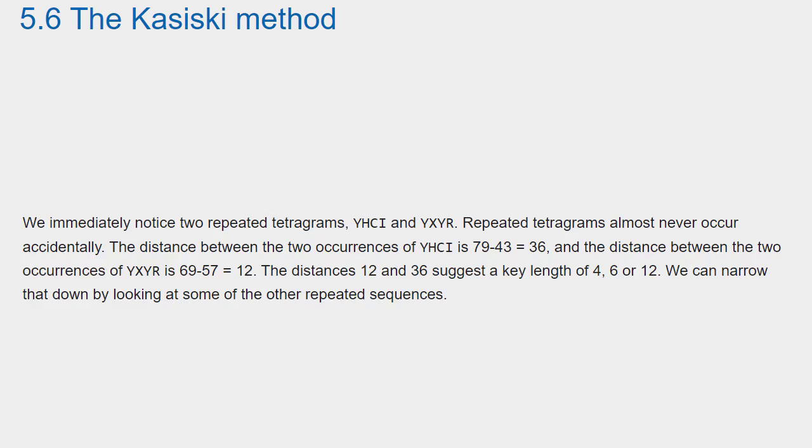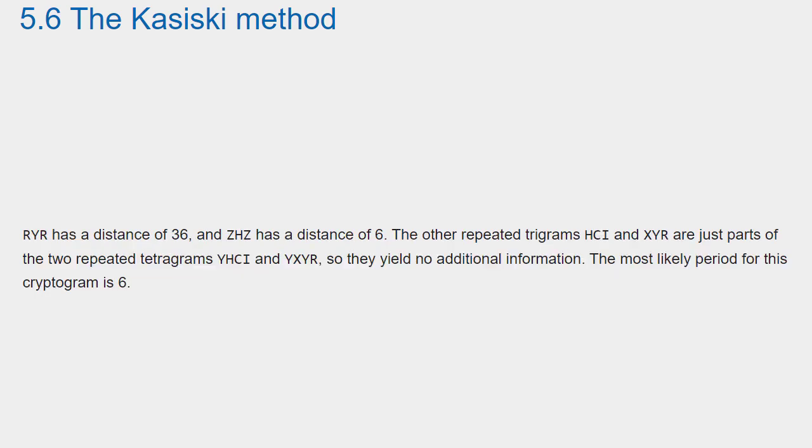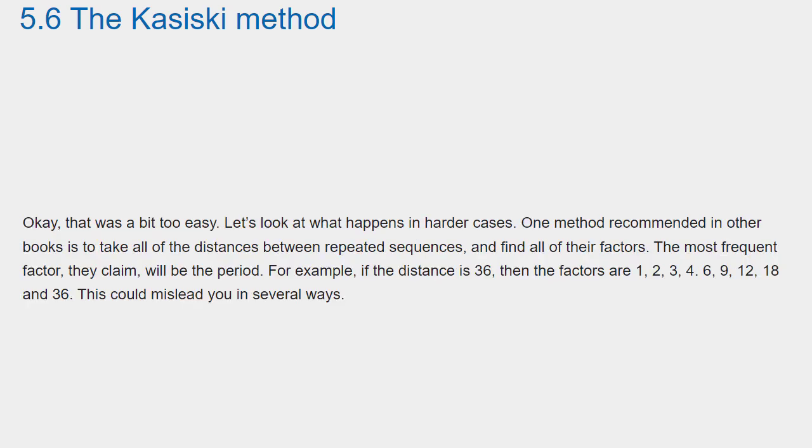The distances 12 and 36 suggest a key length of 4, 6 or 12. We can narrow that down by looking at some of the other repeated sequences. RYR has a distance of 36, and ZHZ has a distance of 6. The other repeated trigrams, HCI and XYR, are just parts of the 2 repeated tetragrams, YHCI and YXYR, so they yield no additional information. The most likely period for this cryptogram is 6.